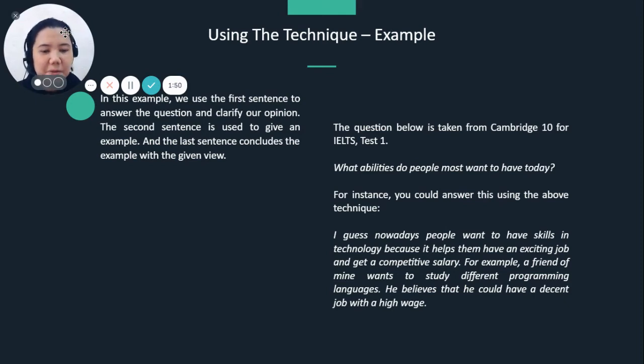I guess nowadays people want to have skills in technology because it helps them have an exciting job and get a competitive salary. So for example, a friend of mine wants to study different programming languages. He believes that he could have a decent job with a high wage. So you're already giving your friend as an example. And also in this example, we use the first sentence to answer the question and clarify our opinion. The second sentence is used to give an example. And then the last sentence concludes the example with the given view.